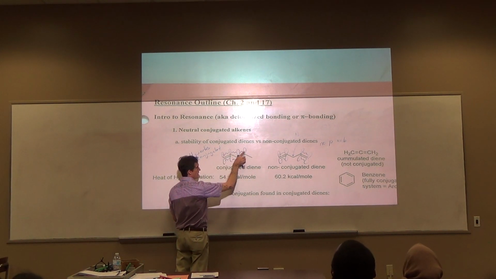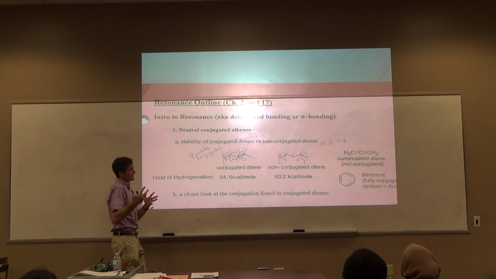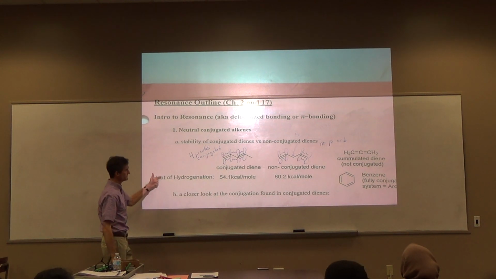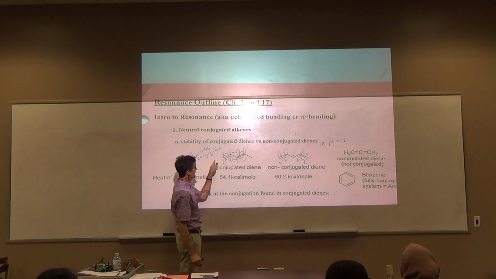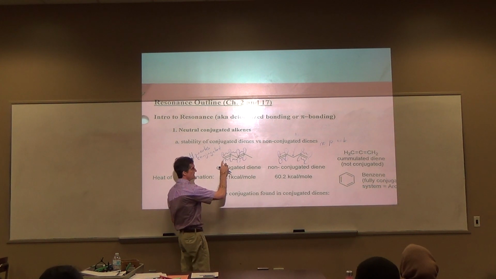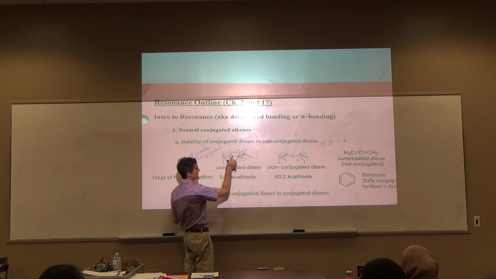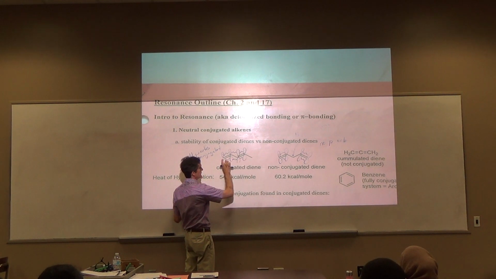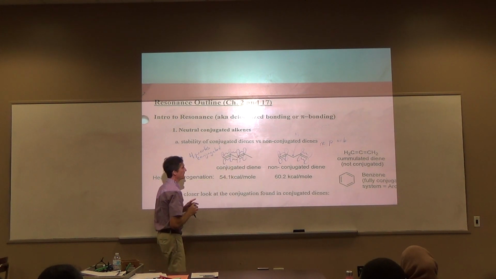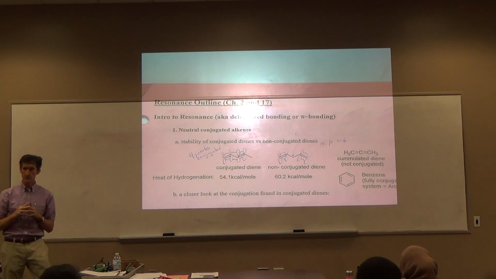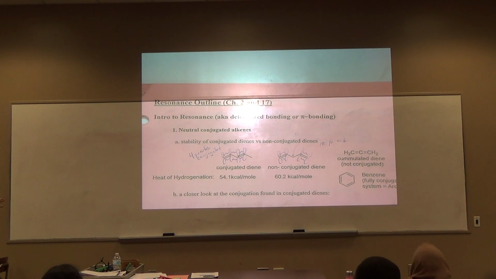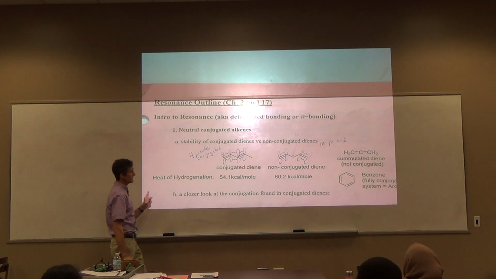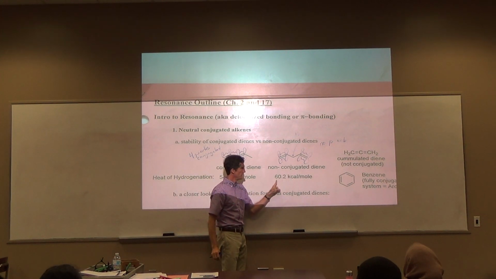More electron orbital overlap is better. How can we determine this? What about a heat of hydrogenation? You can hydrogenate these with hydrogen. Both of these would become pentane if you doubly hydrogenate them. They become the same thing. But this one gives off more heat.